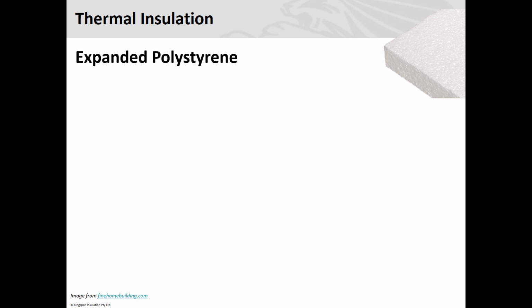And what's the weight like? Obviously, it must be very light. It's quite light. A 50 mil board would be around about 2 kilograms per square meter. So it's quite light.